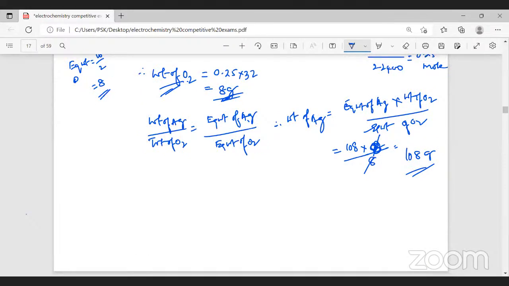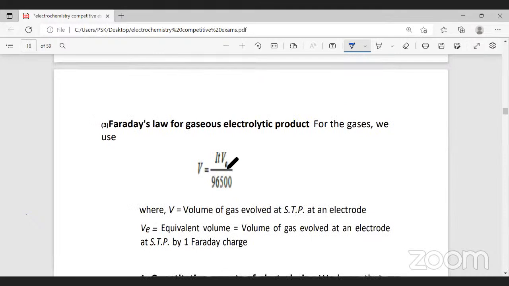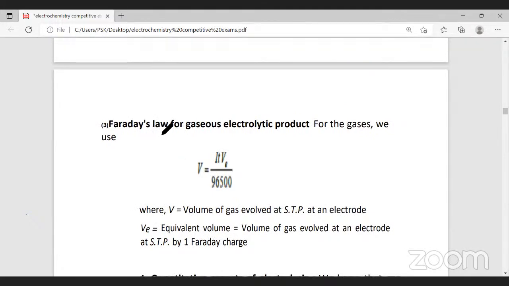Now, Faraday's laws for gaseous electrolytic products. It's not there in the syllabus, but we'll try to understand this formula. For gases, we use V is equal to I T into VE divided by 96,500. V is the volume of gas evolved at STP. VE is the equivalent volume. What is this equivalent volume? That's equal to the volume of gas evolved at an electrode at STP by passing 1 Faraday of charge. On passing 96,500 coulombs of charge at STP, the volume of gas evolved is called the equivalent volume. That is VE. I is current, T is time, VE is equivalent volume, divided by 96,500 will give you the volume of the gas evolved at STP.